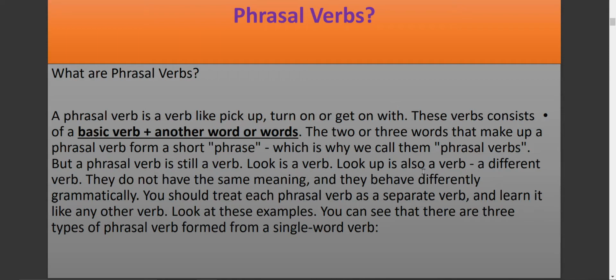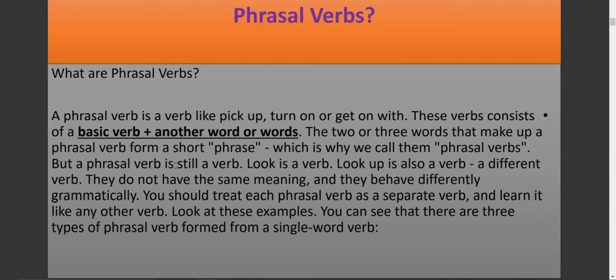These verbs consist of, this is a rule we memorize, a basic verb plus another word or words. The two or three words that make up a phrasal verb form a short phrase. Alright, look at this line, it is very important. The two or three words that make up phrasal verbs form a short phrase, which is why we call them phrasal verbs.